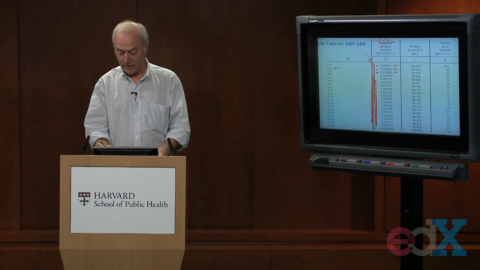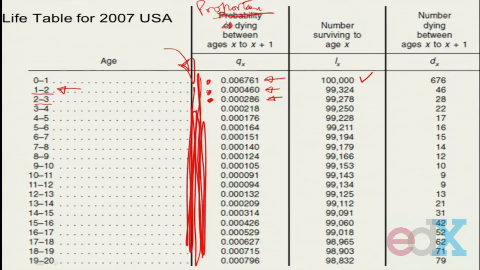So let me start with 100,000. Apply this proportion dying. So of those 100,000, we're saying 0.006761 are going to die. So that gives me 676. So 676 are going to die in their 1st year of life. What does that leave me with? Well, 100,000 minus 676, which is 99,324.